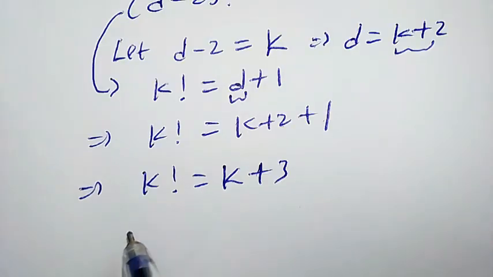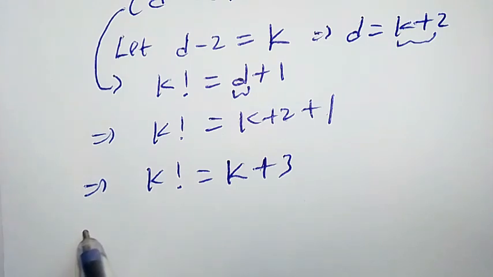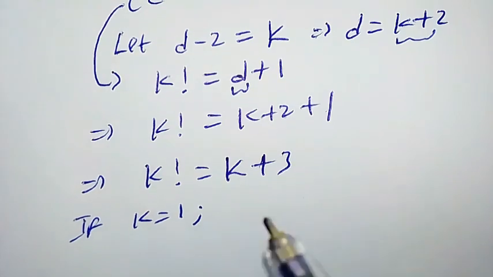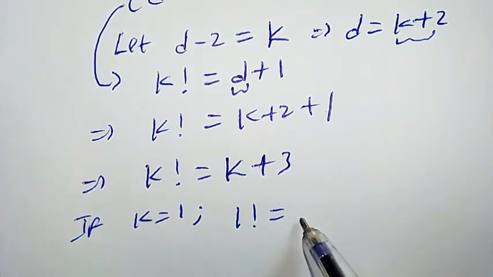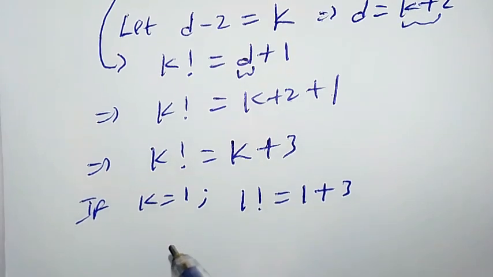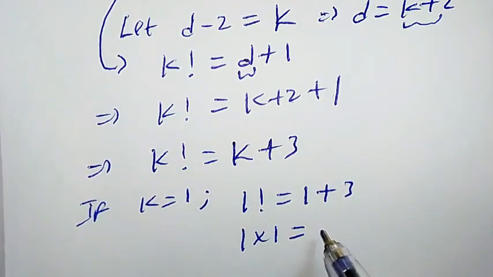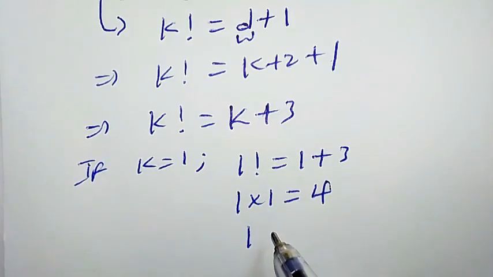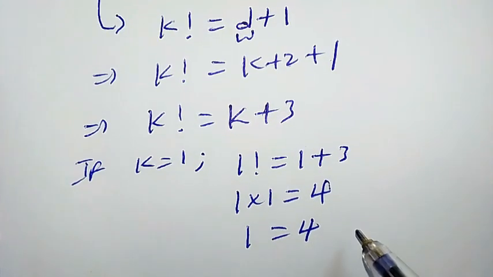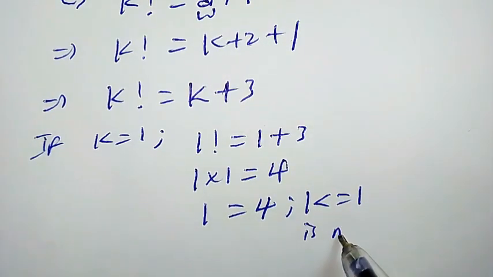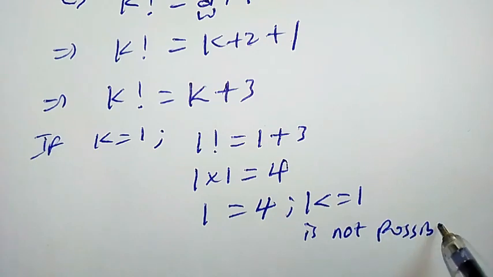The next step now is to think of a number for k in which both sides will be equal. First, let us test for when k equals 1. If k is equal to 1, this becomes 1 factorial equal to 1 plus 3. 1 factorial, that is 1, equal to 1 plus 3, that is 4. So 1 equals 4. That means k equals 1 is not possible. So we are going to ignore when k equals 1.